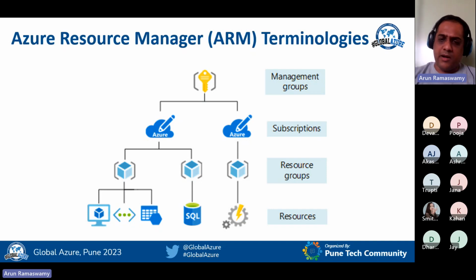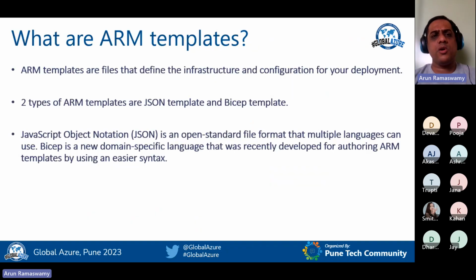Resources are your individual services that are available within the Azure environment. It can be database services, AI services, storage services, anything. All these services are classified as resources when you talk about ARM. So these are the terminologies that you will need to know.